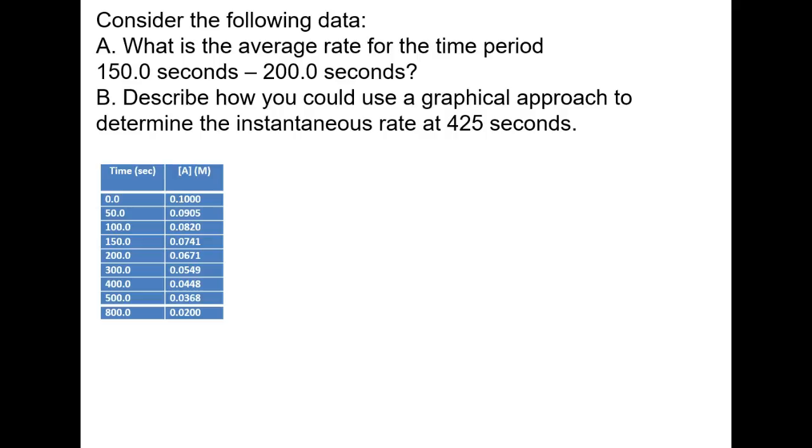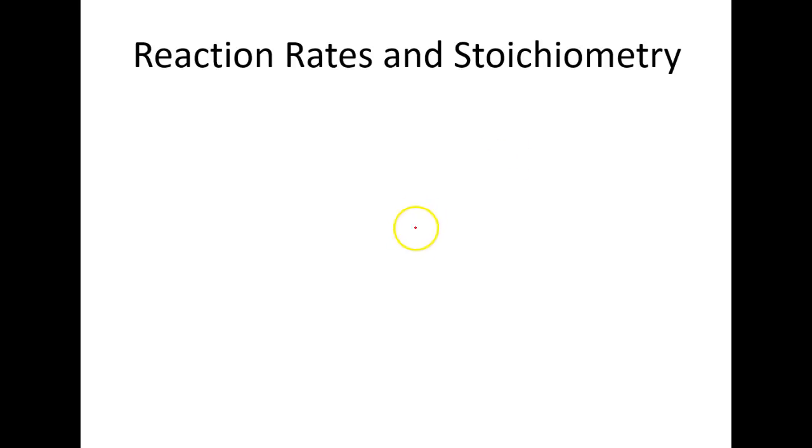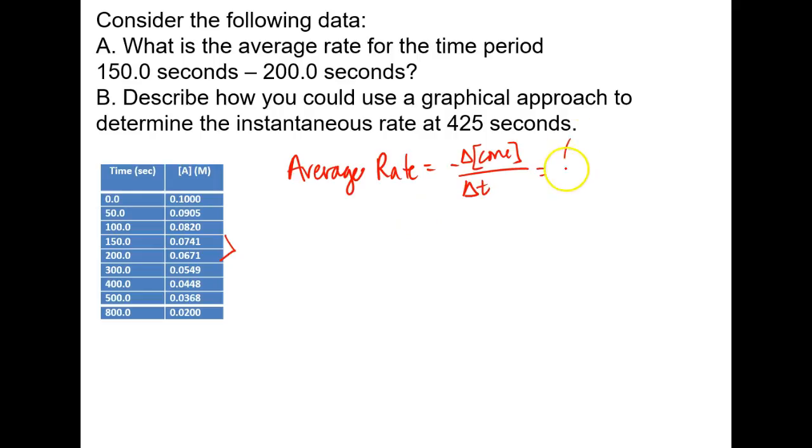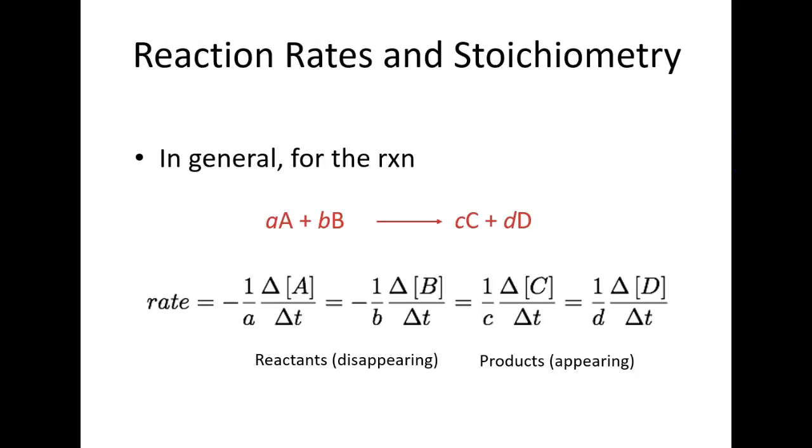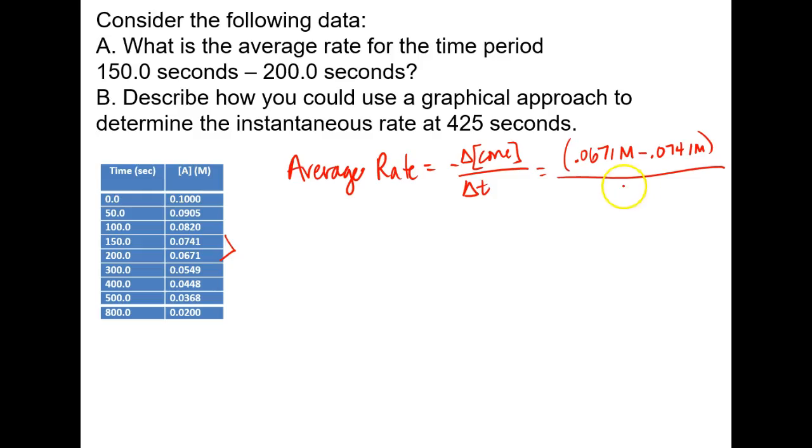Consider the following data. What is the average rate for the time period 150 to 200 seconds? So we're talking about this span of time right here. So if we do average rate, it will be change in concentration over change in time. And so we would have 0.0671 molar minus 0.0741 molar. And that occurred in a span of 50 seconds.